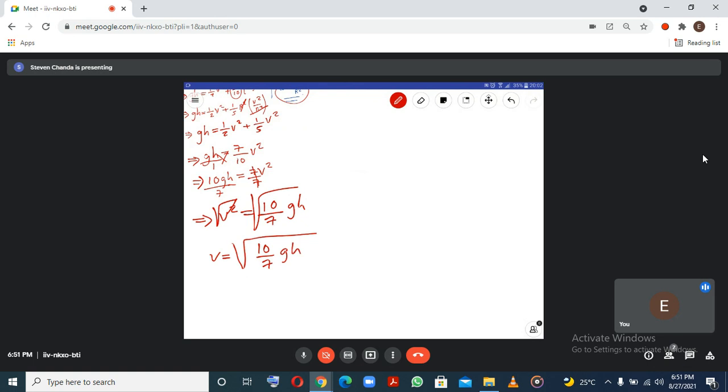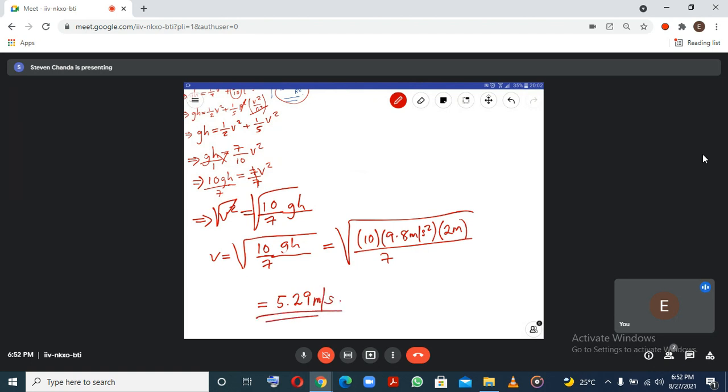Okay, actually it should be like this. So from there you just plug in your values. So that's pretty much how you answer it.